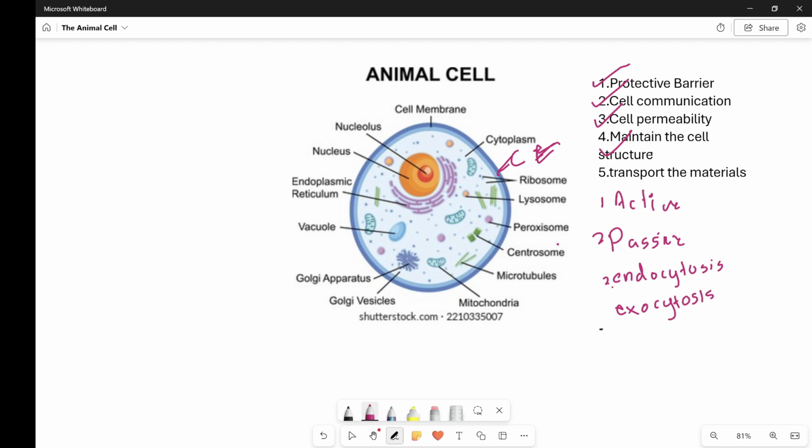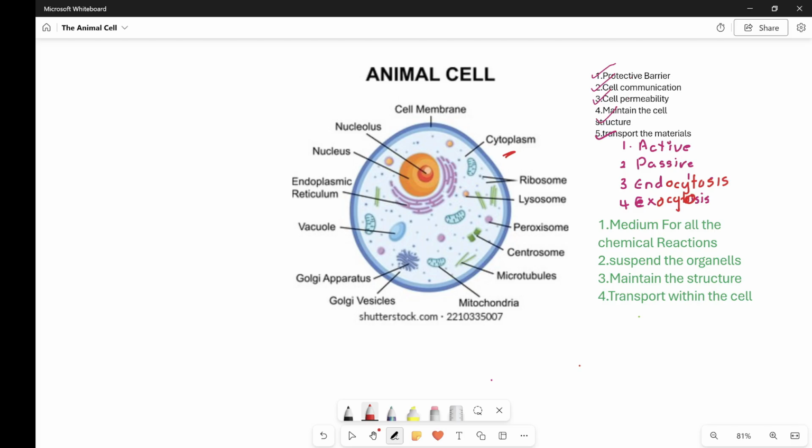The next organelle is the cytoplasm. Now we will see the roles of the cytoplasm. Cytoplasm is a gel-like structure filled inside the animal cell. It provides the medium for all the chemical reactions, creating a suitable environment for them. The next thing is that it suspends the organelles. It acts as a cushion for all the organelles like mitochondria, ER, Golgi and everything.